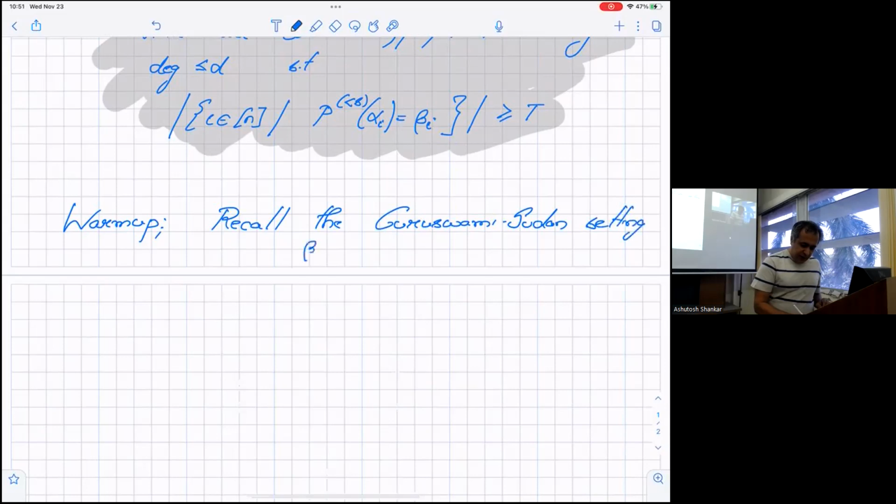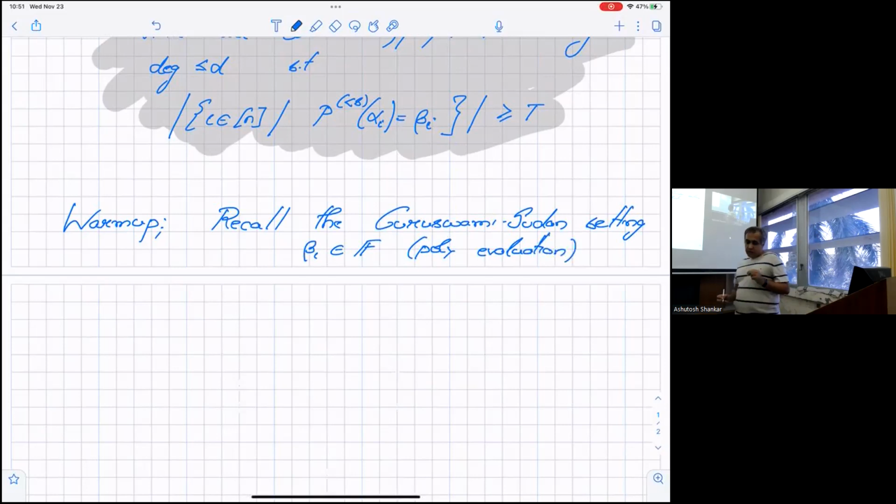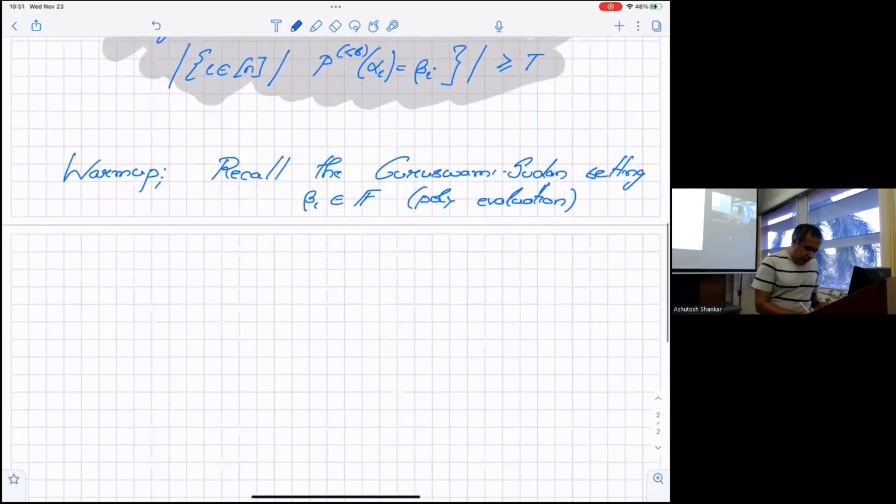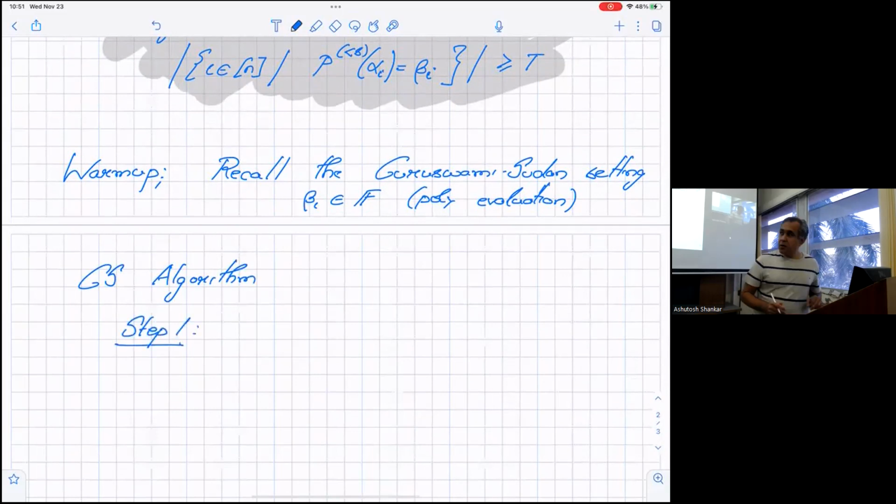In this case, each beta I is actually an element of Q. It's just the polynomial evaluation, no derivatives are given to us at this point. The algorithm, the GS algorithm, basically had two steps to it. Step one was we find a polynomial Q that explains the entire data.